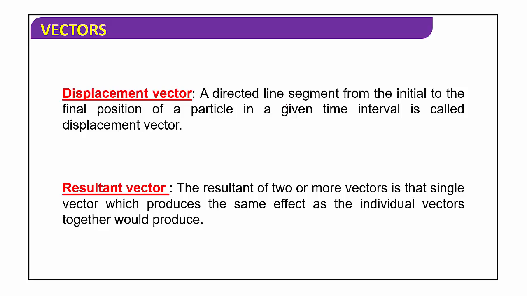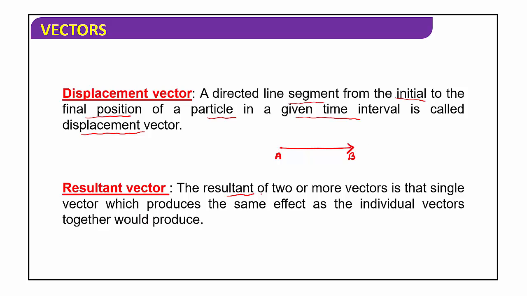Yes, a directed line segment from the initial to the final position of a particle in a given time interval is called a displacement vector. A directed line segment, I can draw this, this is a line segment from initial to final position. Let us take from A to B in a given time interval. So we are going to call it a displacement vector. Yes, what is a displacement vector? A directed line segment from the initial to the final position of a particle in the given time interval is called a displacement vector.